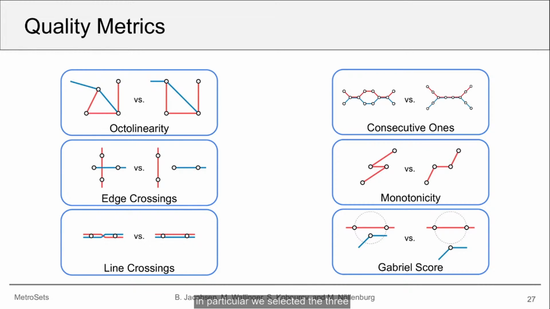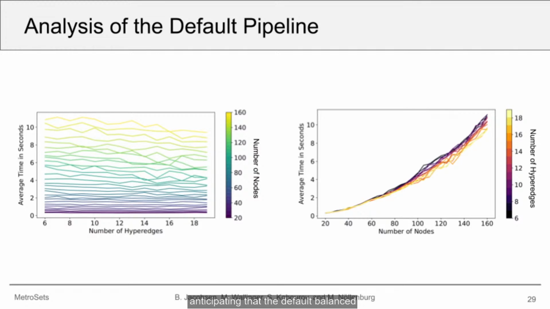In particular, we selected the 3 preset pipelines mentioned earlier by identifying combinations of pipeline steps which worked particularly well together with respect to these metrics. Anticipating that the default balanced pipeline would be the one most people use, we subjected it to additional scrutiny. Using it, we generated just over 4,000 metromaps, ranging from 20 to 160 vertices, and 6 to 19 hyperedges. We then recorded the computation time required for each map using an ordinary desktop computer.